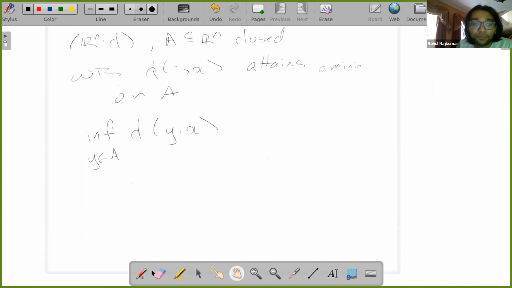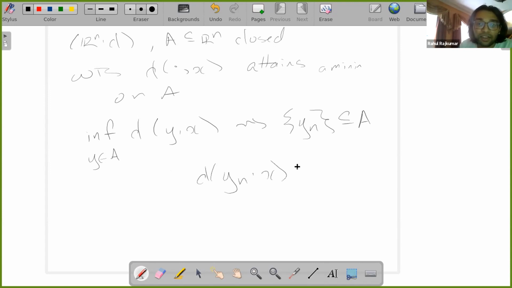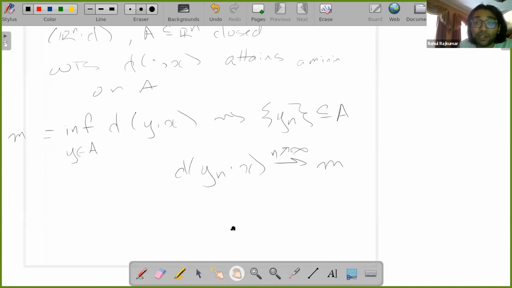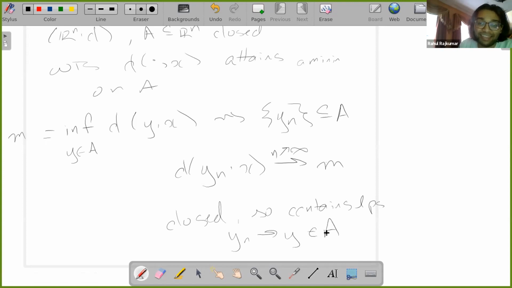But note that the infimum statement generates a sequence Yn contained in A, where d(Yn, X) goes to, I'm going to just call this M because I'm lazy, goes to M as n goes to infinity. But A is a closed subset, so it contains all its limit points. So this Yn has to go to some Y in A, and we're done.